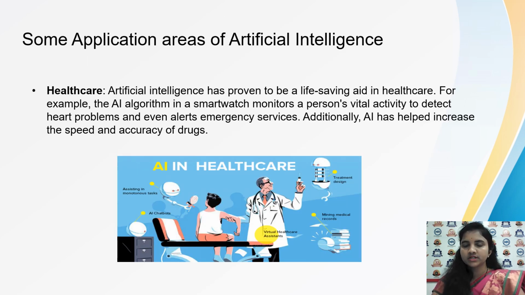Here are some application areas of artificial intelligence. First is the healthcare area. In healthcare, artificial intelligence has proven to be a life-saving aid. For example, the AI algorithm in a smartwatch monitors a person's vital activity to detect health problems and even alerts emergency services. Additionally, AI has helped increase the speed and accuracy of drug discovery.